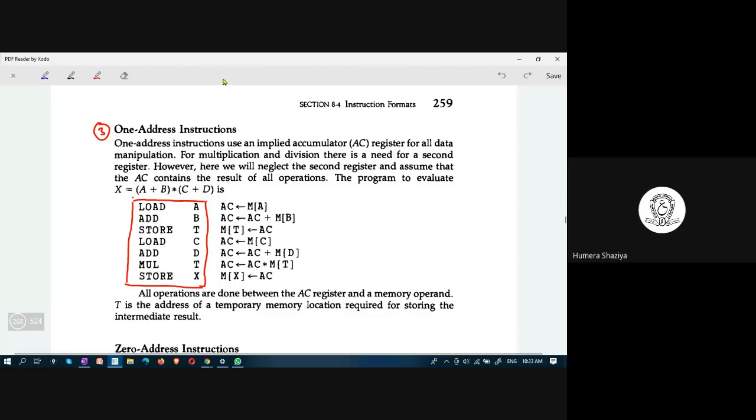Here A, B, T, X denote memory addresses. You have RAM. In RAM you have memory addresses that are denoted by these symbols A, B, T, C, D, T, X. Load A means implicitly it is loaded in the accumulator, because single address or one address instruction uses the accumulator implicitly for all data manipulations.